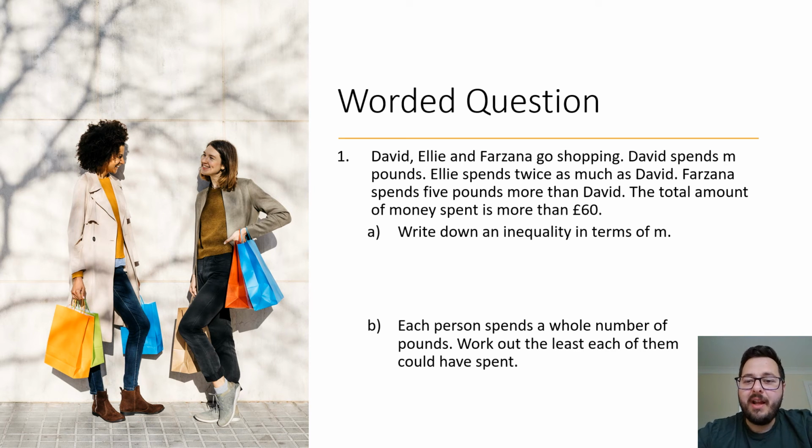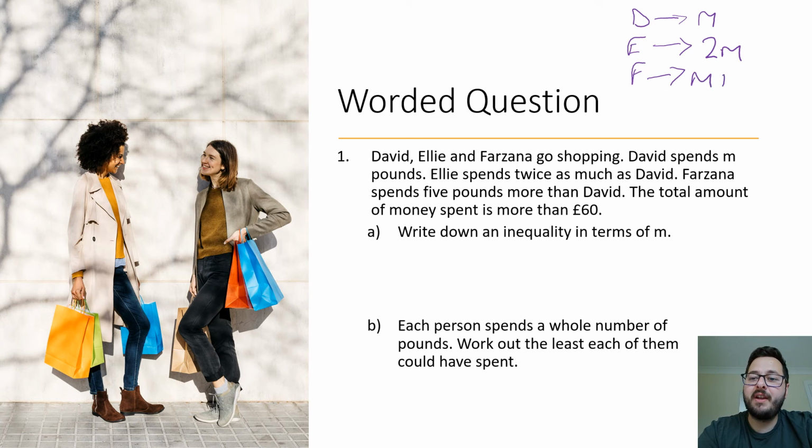Alright then, well let's just do a little bit of algebra then. So we've got David, we've got Ellie and we've got Farzana. So D, E, F. Now David spends £M, so that's fine. So David is M. Now Ellie spends twice as much as David. Well, if David spends M and it's twice as much, well that's going to be 2M. And Farzana spends £5 more than David. So if David's M, Farzana is M plus 5.